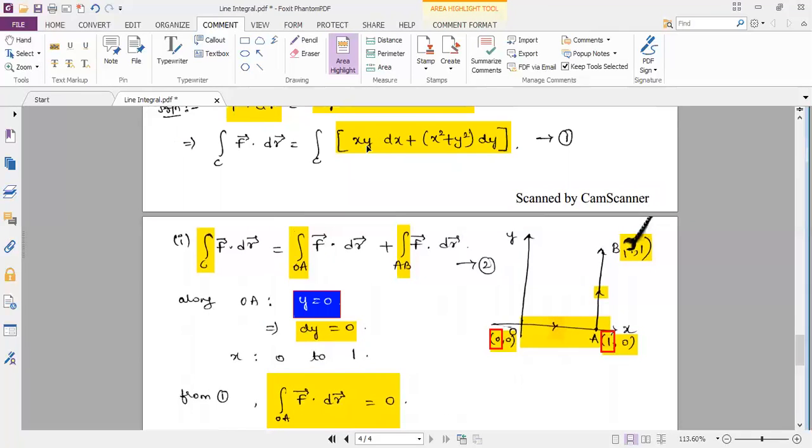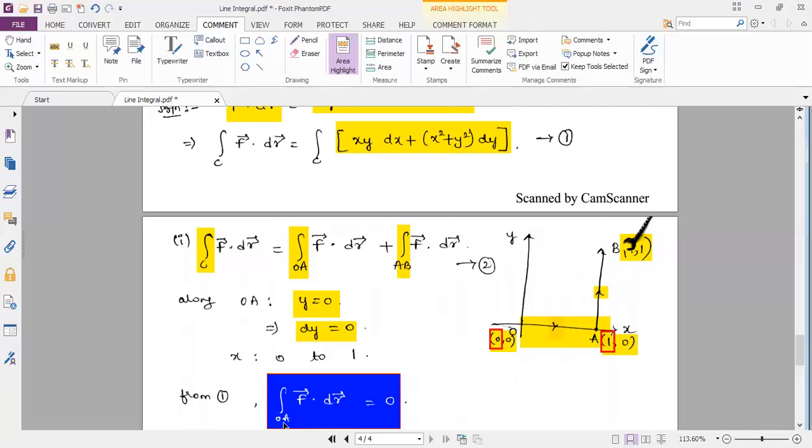So since y is 0, the first term of the integral in equation 1 is 0. Similarly, since dy is 0, the second term, which has x square plus y square into dy, will also be 0. So the entire integral over C is 0 we get. Hence the answer for the integral of f dot dr over OA is 0.